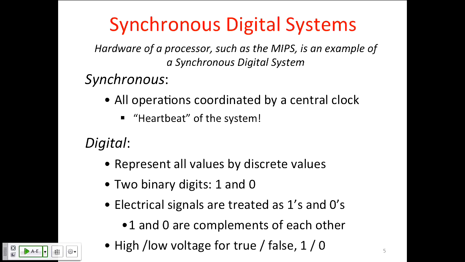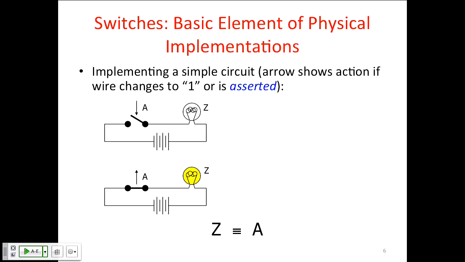There are many advantages to that, in that you can reliably generate ones and zeros, and you can easily remove noise by telling whether it's above or below a certain value, is it a 1 or a 0. So there are many reasons why we use binary in our systems today, but all of our systems, the ones we're going to be talking about, are synchronous and digital. Even the processor is going to be synchronous and digital.